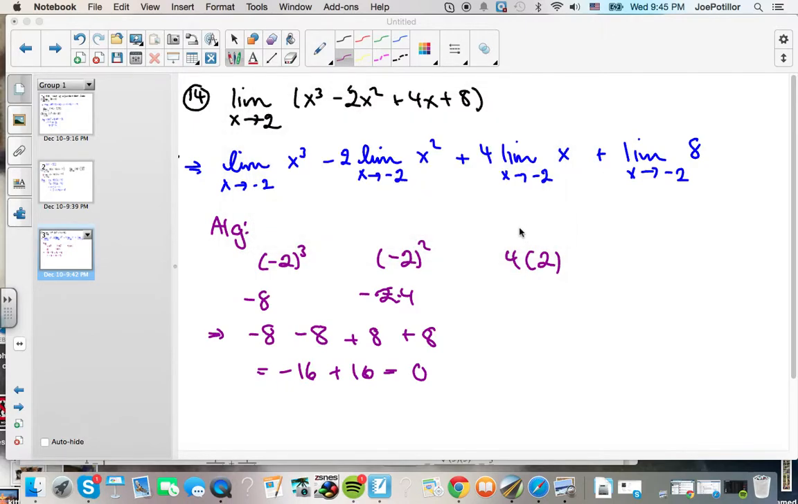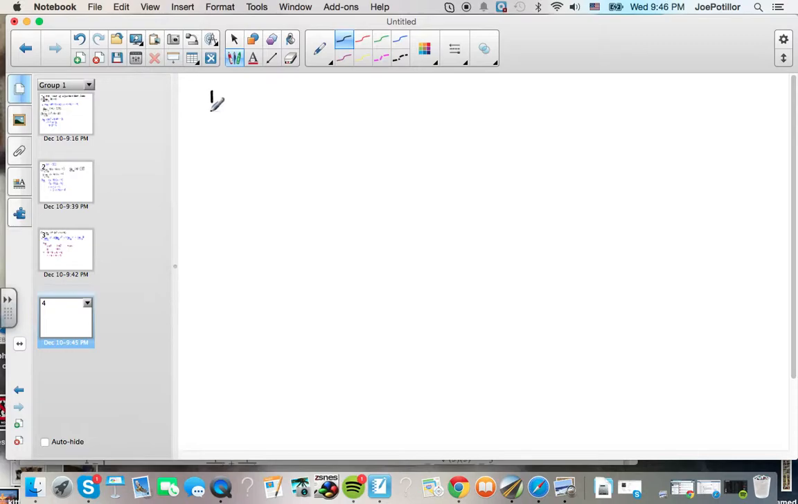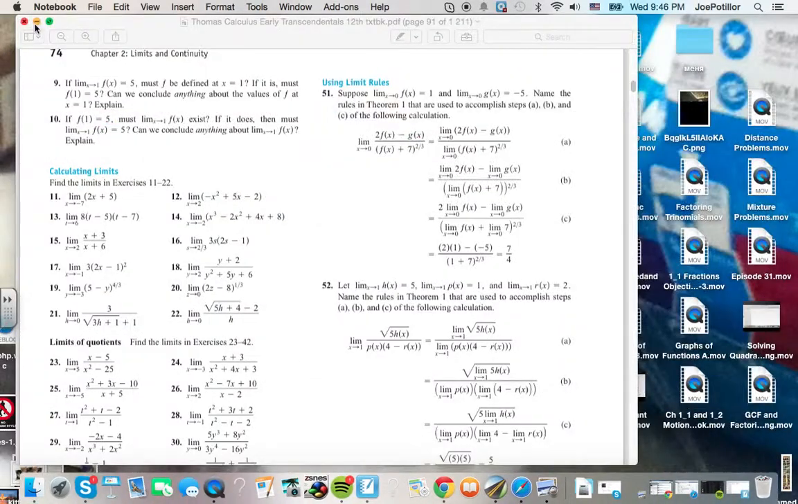Granted, I could have done that without using a calculator, so I could have done that without the limit laws too. So let's put this on another sheet. This ends up being the limit as x approaches negative 2 of 0, which is of course 0. So we'll do problems 15 through whenever I feel like stopping on another page.